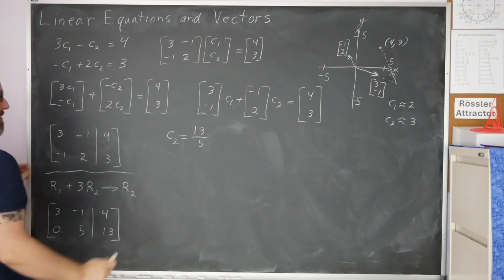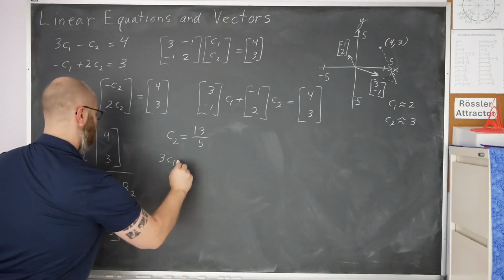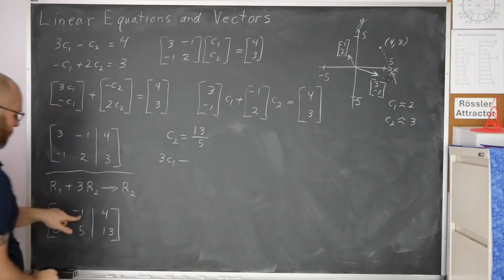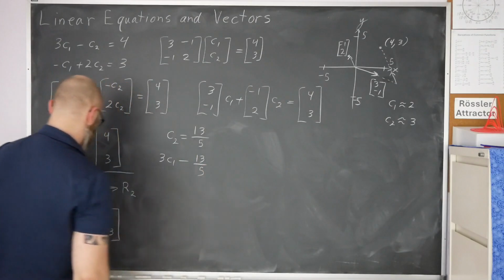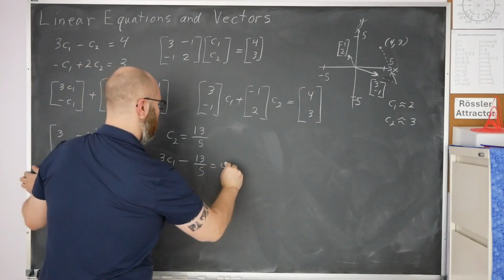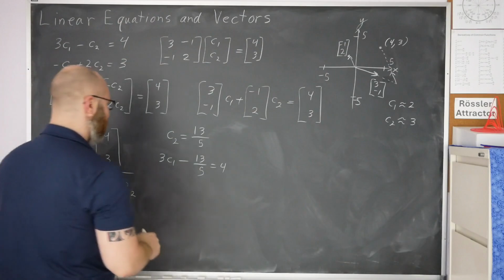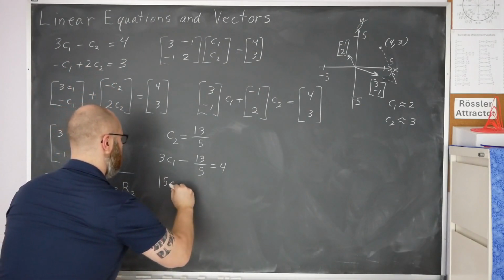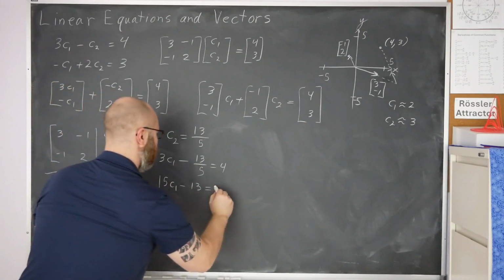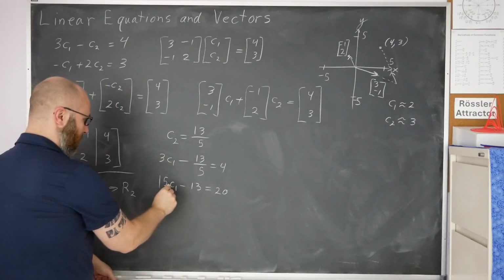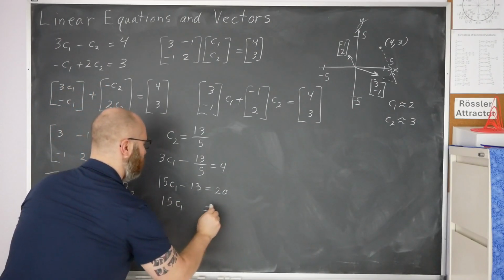And oh boy, all right, then C1, let's go to the other equation. So I have 3 times C1 minus C2, but I know what C2 is. C2 is 13 fifths, equals 4. Oh joy, all right, so what if I multiply everything by 5? So I get 15 times C1 minus 13 times 5 equals 20. And then I add 13, so I get 15 times C1 equals 33.